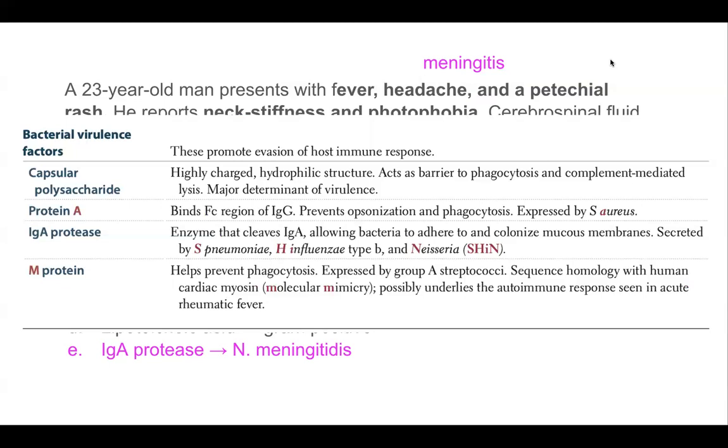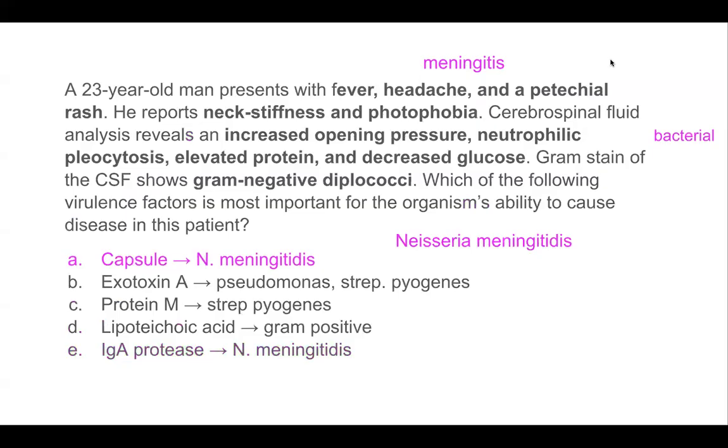So then going back to A and E, let me pull up the section on bacterial virulence factors from First Aid. The capsular polysaccharide acts as a barrier to phagocytosis and complement-mediated lysis, and it is a major determinant of virulence. And then IgA protease is an enzyme that cleaves IgA, and it allows bacteria to adhere to and colonize mucous membranes. IgA is the main immunoglobulin involved in the mucous membranes of the body, so that's why IgA protease is helpful in this case. Given that, I would go with A as the major virulence factor. And indeed, that is correct.